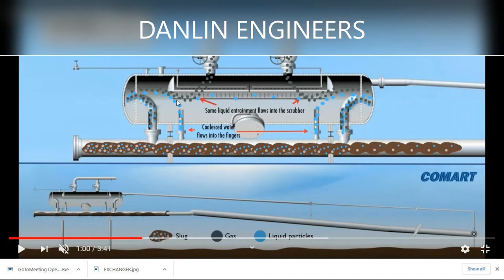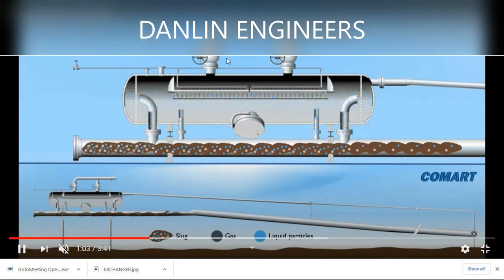Then some collated water flows into the finger. The unwanted water, the collated water, means the water that has some salt content, and that goes back to the slug catcher. That is some reverse process. Because of the scrubber the gas was removed, and then the remaining salt content and sand content were removed here, and the water, everything will be removed. But the oil, it was separated.